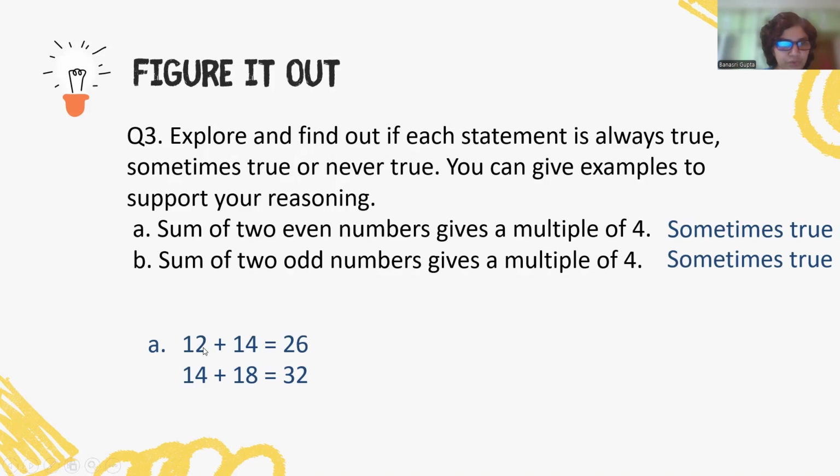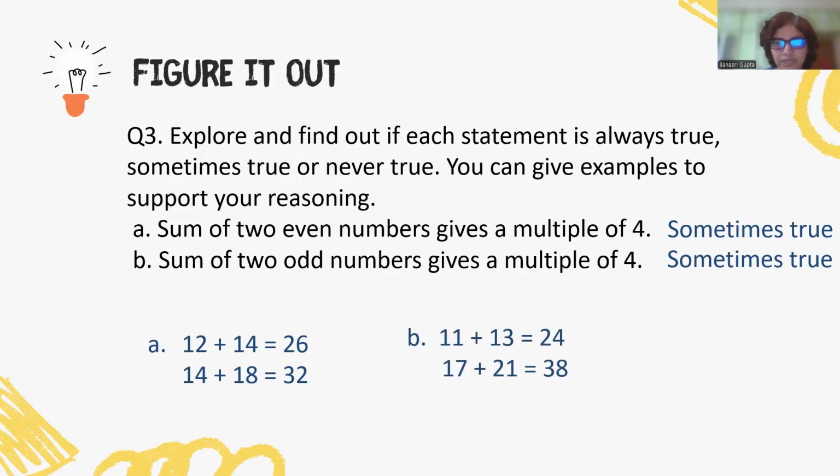So 12 plus 14 is 26. It is not divisible by 4. 14 plus 18 is 32. Both are even numbers. Sorry, I am showing the opposite one. 26 is not a multiple of 4, so sometimes we get a number which is not a multiple of 4. 32 is a multiple of 4, so sometimes we get a multiple of 4. So if we add two even numbers, sometimes we get a multiple of 4, sometimes we do not. So it is sometimes true.